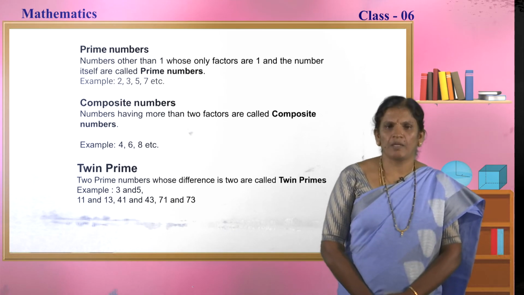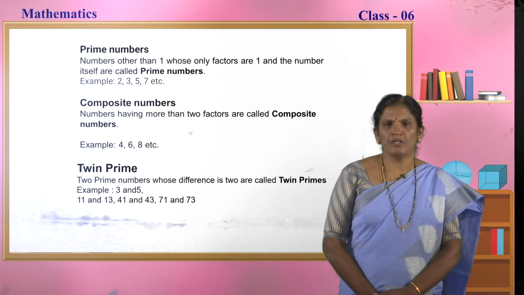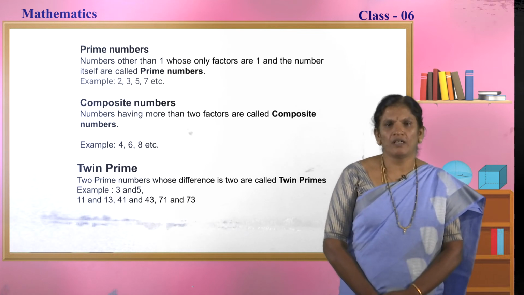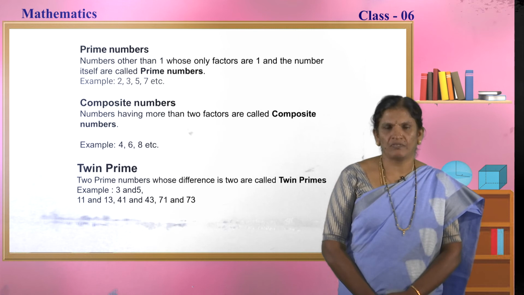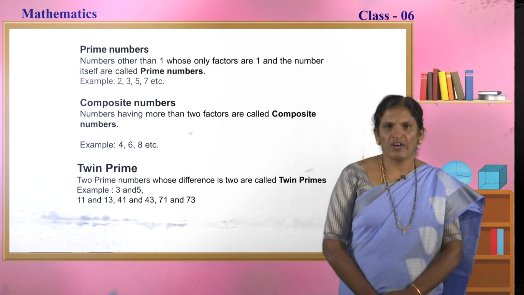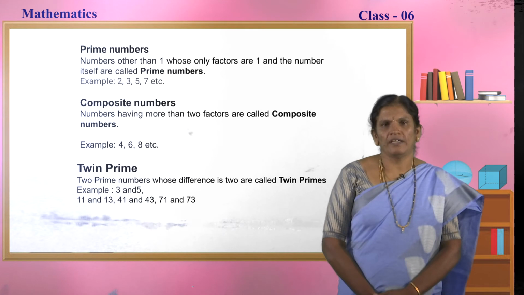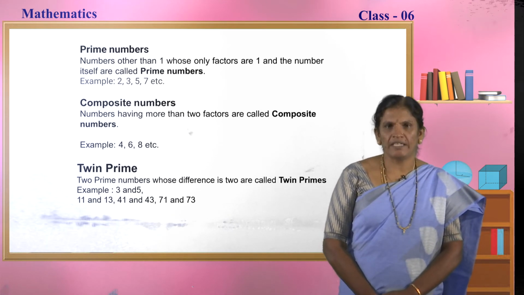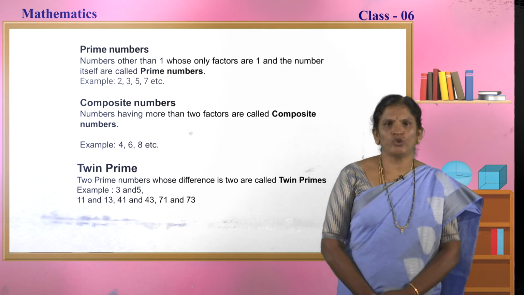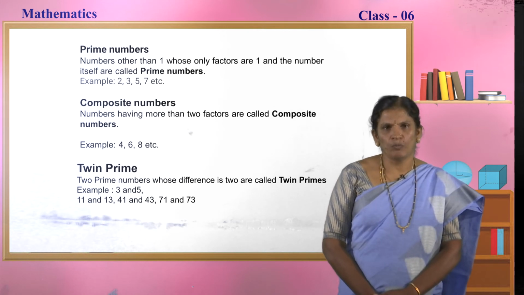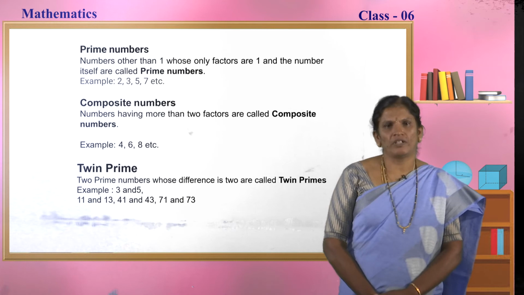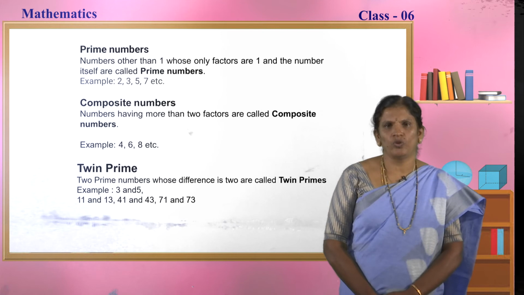Now, twin primes. What is a twin prime? Prime numbers whose difference is 2 are called twin prime numbers. For example, 3 and 5: 5 minus 3 is 2. So, 3 and 5 are called twin prime numbers. One more example, 11 and 13: 13 minus 11 is 2, again these two are twin prime numbers. One more example, 41 and 43. If you subtract 41 from 43, we get the difference again 2. So, these two are also twin prime numbers.